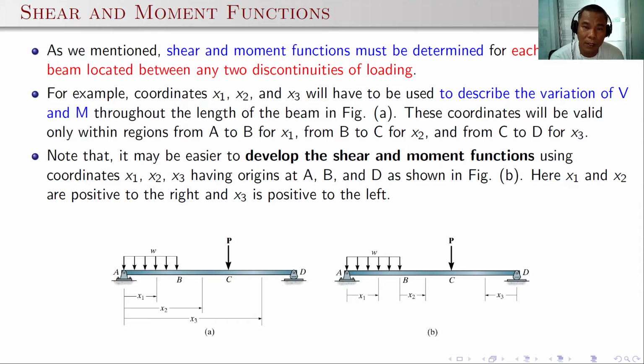So as we mentioned, shear and moment functions must be determined for each region of the beam located between any two discontinuities of loading. For example, the coordinates x1, x2, x3 will have to be used to describe the variation of v and m throughout the length of the beam below. These coordinates will be valid only within regions from A to B for x1, because there is a discontinuity at point B, that is the load w ends at point B, and from B to C for x2 and from C to D for x3. Note that it may be easier to develop the shear and moment functions using coordinates x1, x2, x3 having origins at different points, that is at A, B, and D as shown in the right figure. Here x1 and x2 are positive to the right and x3 is positive to the left.